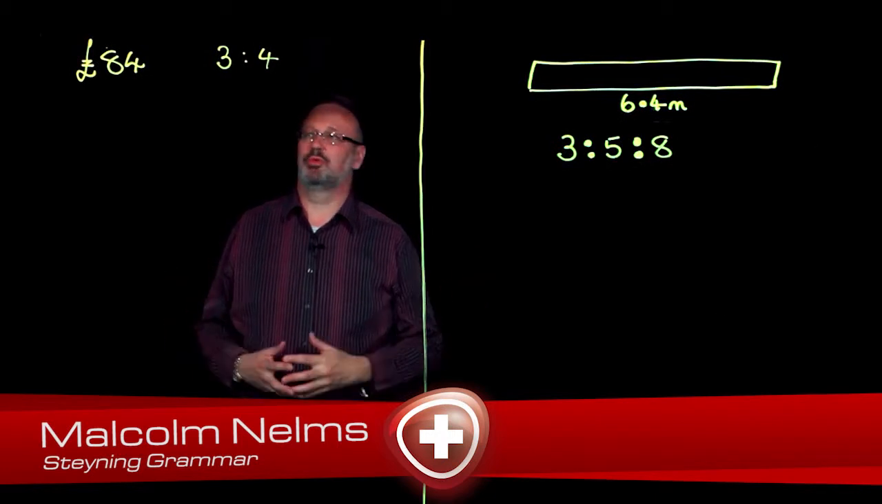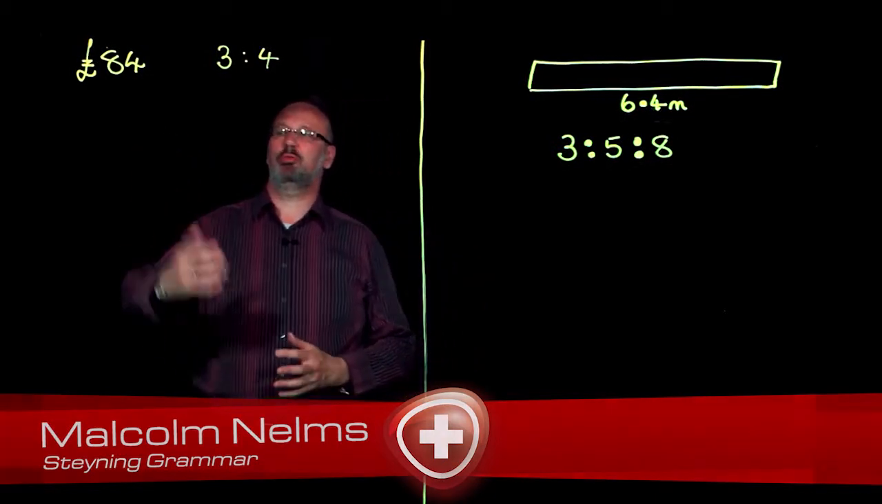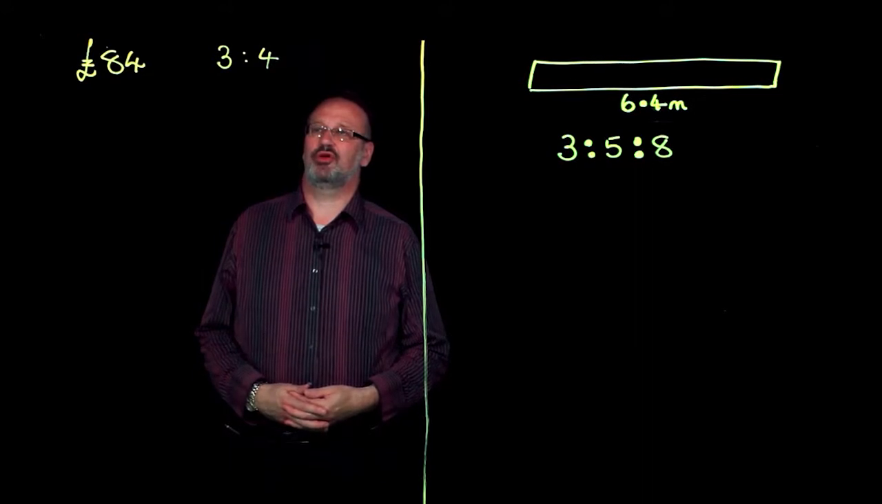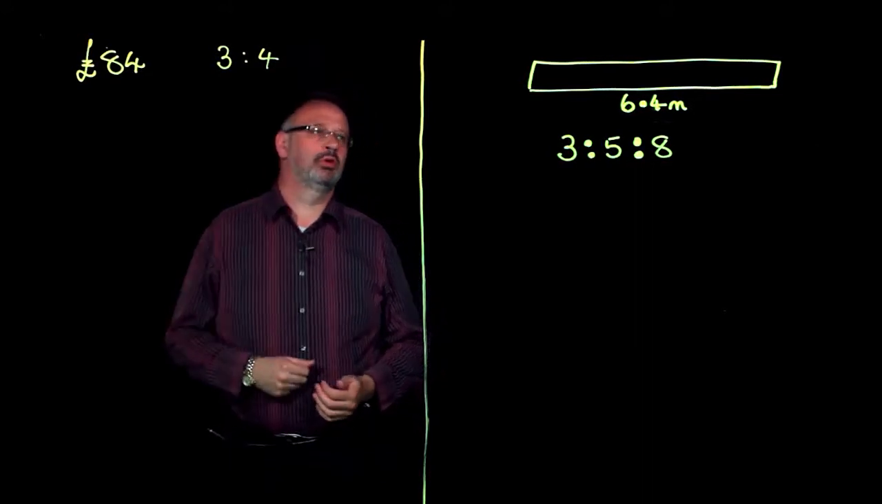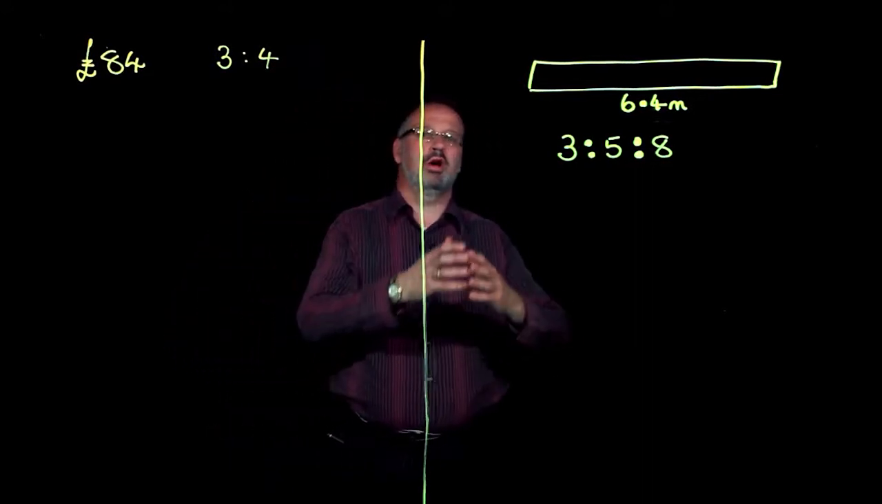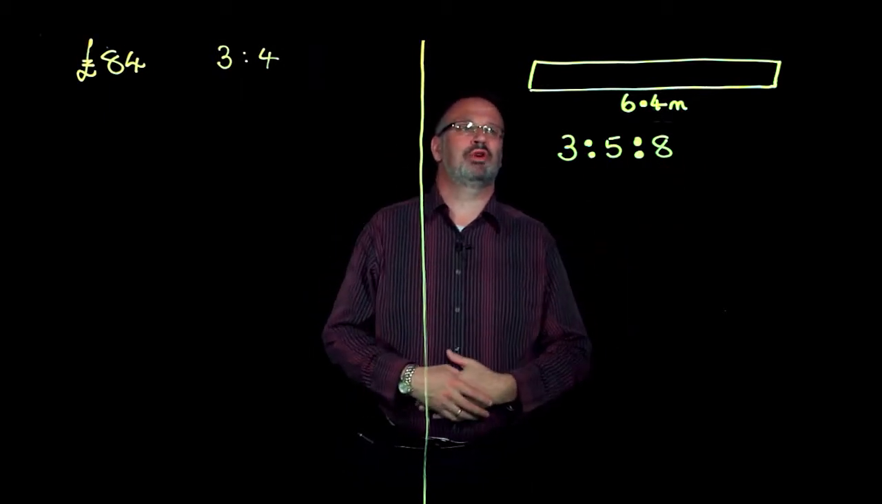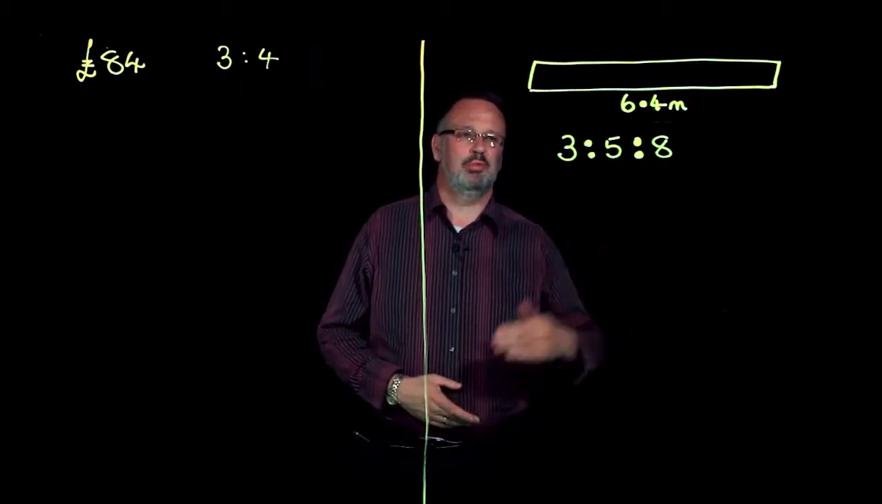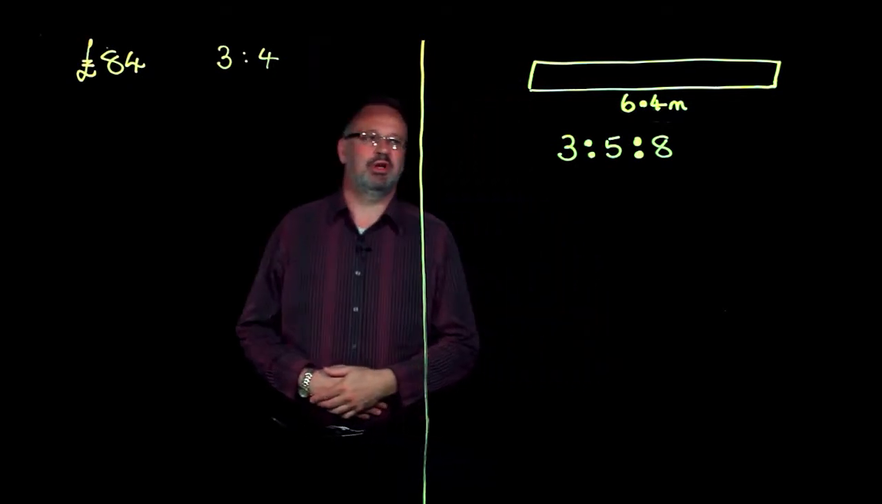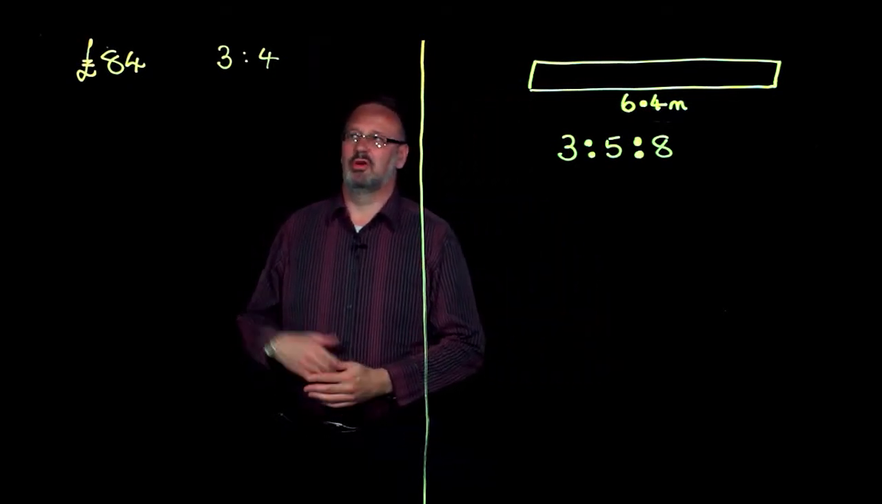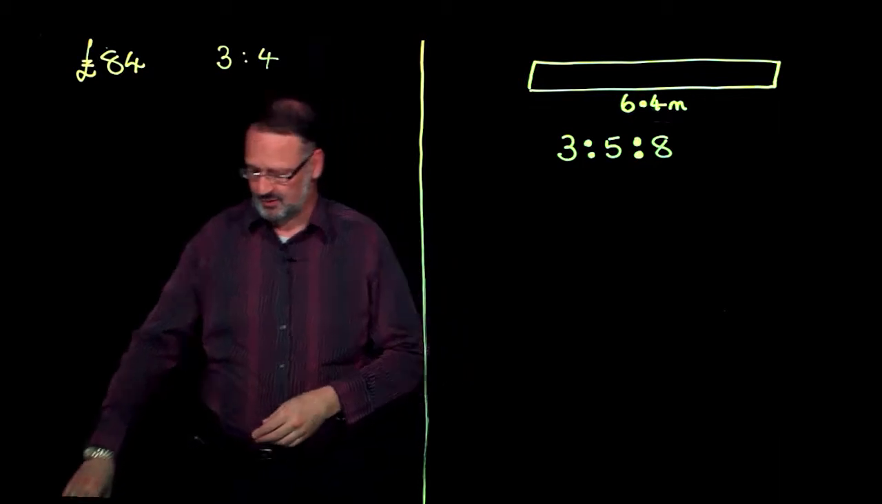Two ratio problems. Firstly, dividing the sum of £84 in the ratio of 3 to 4. And secondly, a very large plank of wood measuring 6.4 metres long being divided in the ratio of 3 to 5 to 8. Let's look at the money problem first.